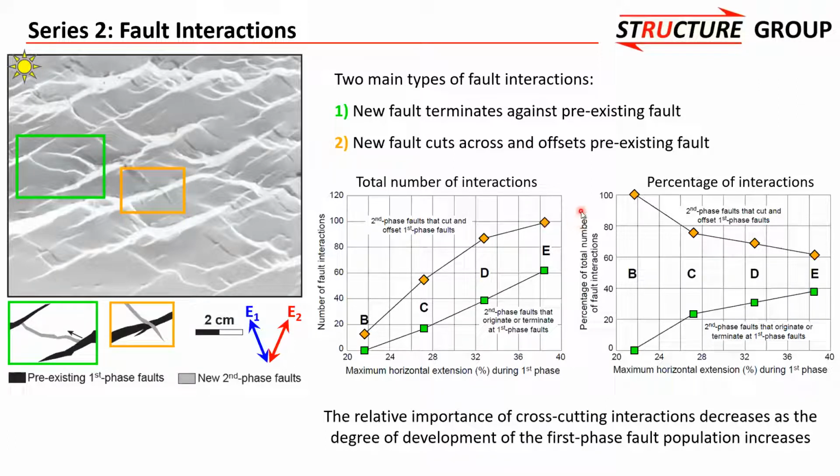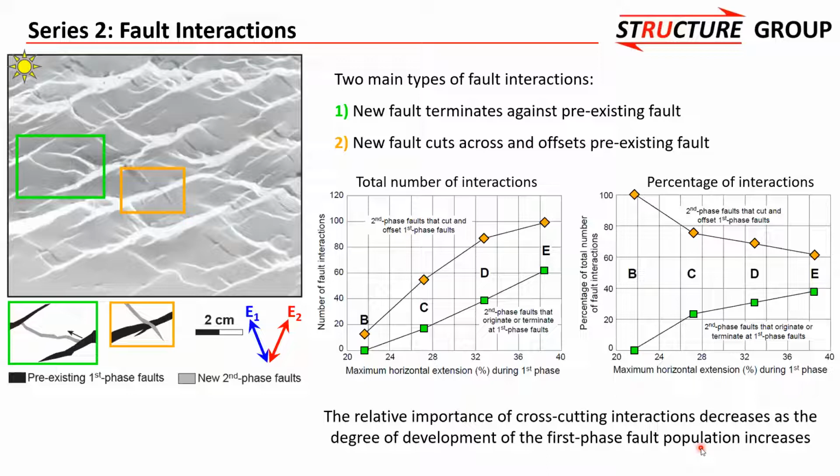But the other interesting piece is if you look at the relative percentage of the interactions and which kind of interaction dominates. For example, in model B, 100% of the fault interactions that we see at the top surface of the model at the end of the second phase are new faults that cut across and offset the pre-existing faults. Whereas if we look at model E, which is our base case model again, only 60% of the new faults are cutting and offsetting the pre-existing faults. So the relative importance of cross-cutting interactions actually decreases as the development of the first phase fault population increases.